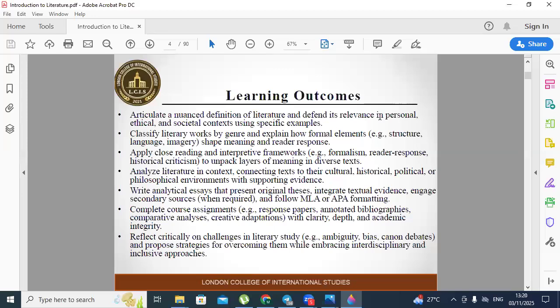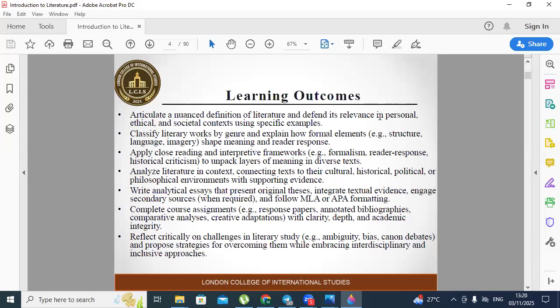Learning outcomes. You will articulate a definition of literature and defend its relevance using concrete examples, not just saying literature is important, but explaining precisely why and how. By the end of the course, you will also demonstrate specific competencies. You will classify literary works by genre and explain how formal elements like structure, language, and imagery shape meaning and reader response.